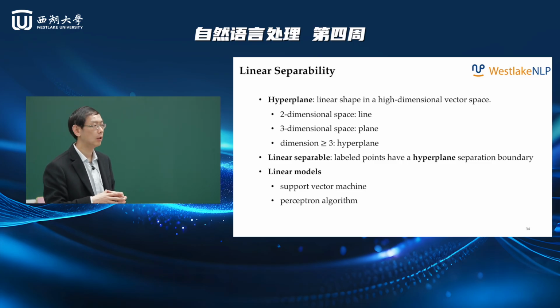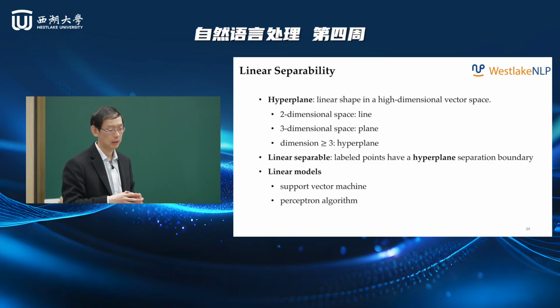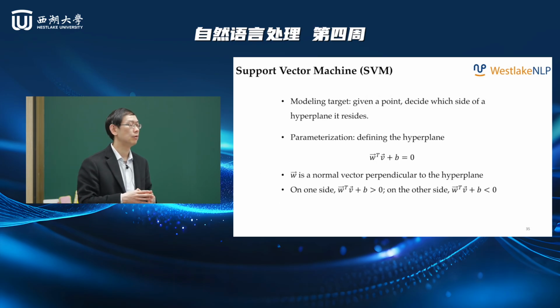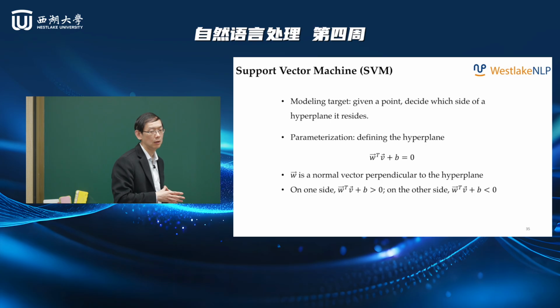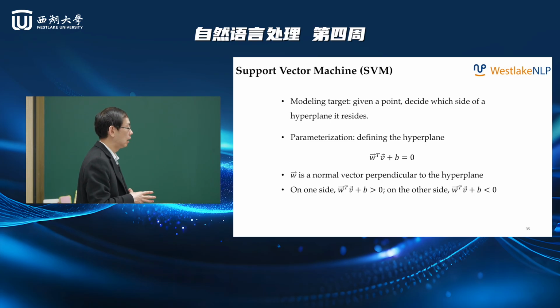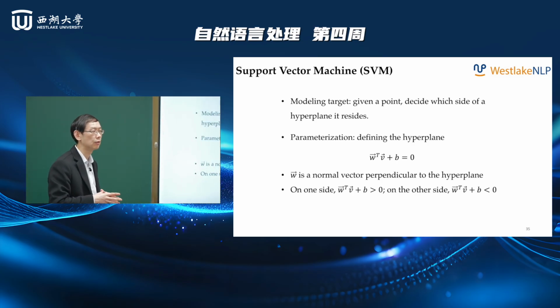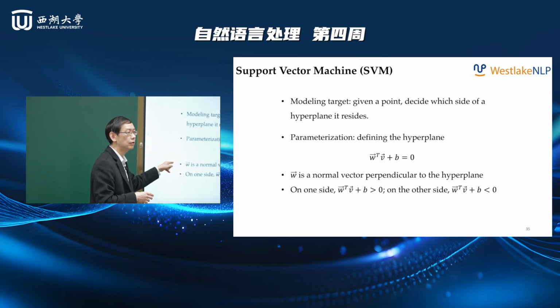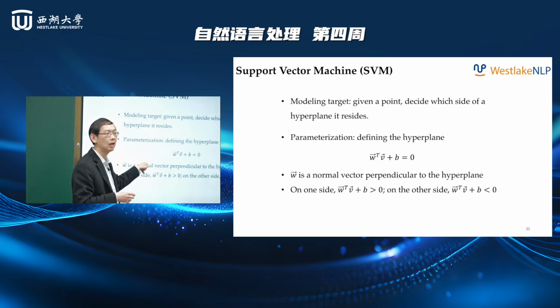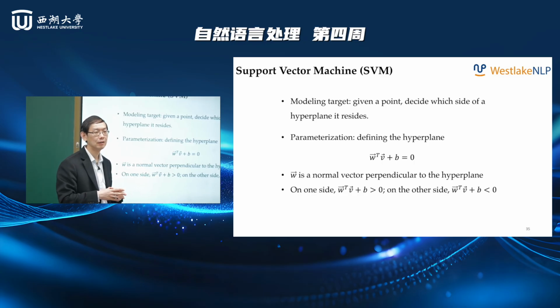For linear models, I will introduce SVM and perceptron. These are two that you also learned. SVM is very simple. It just works in the vector space. How do you define a hyperplane in a vector space? This is also geometry knowledge every one of you knows. In a vector space, the hyperplane is omega v plus b equals 0.